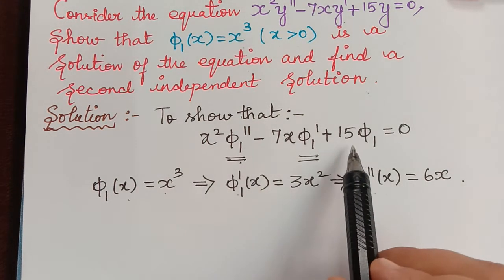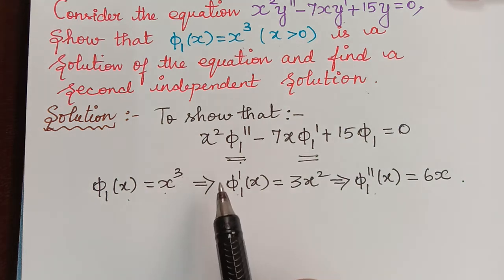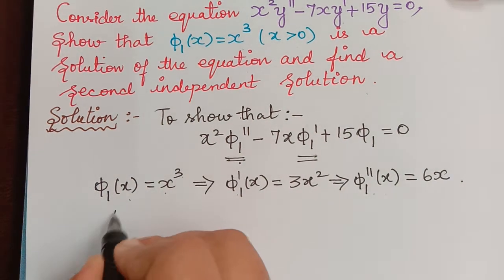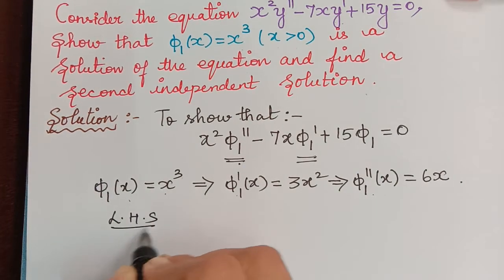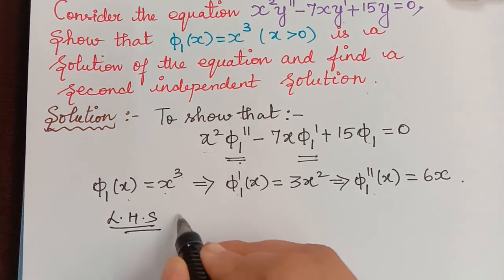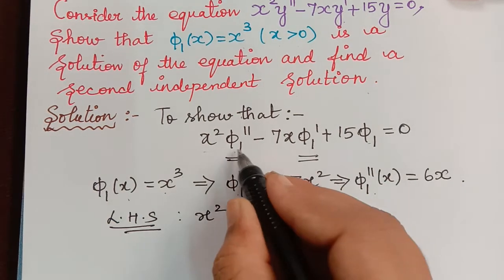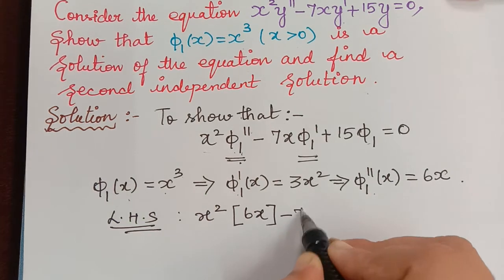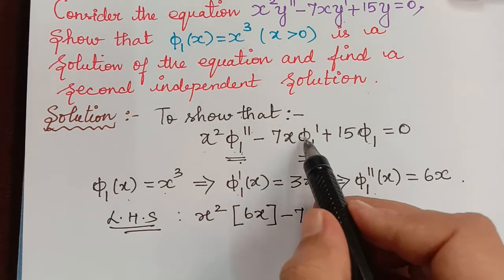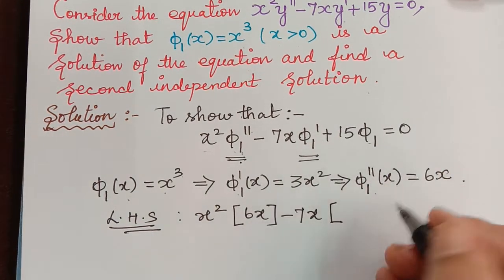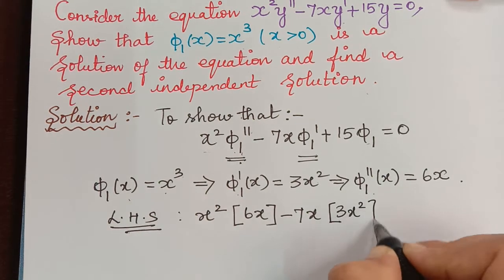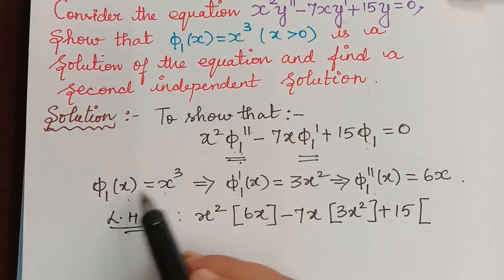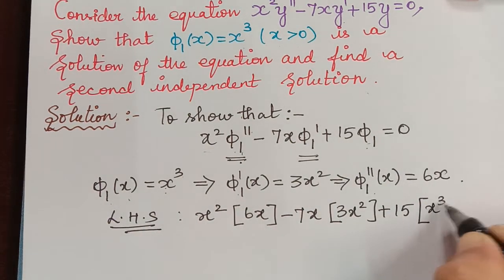So let us substitute in this equation and let us check whether phi 1 is a solution of this equation or not. So first we will consider the left hand side of this equation. Which is x squared phi 1 double dash, so multiplied with 6x, minus 7x multiplied with phi 1 dash, which is 3x square, plus 15 multiplied with phi 1. What is phi 1? It's x cube. So write x cube here.